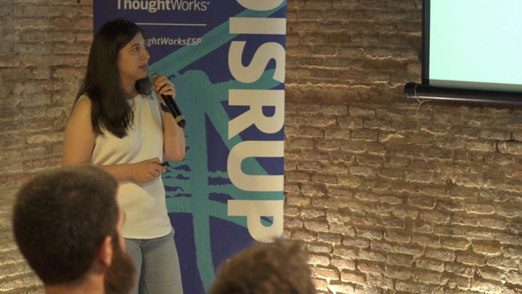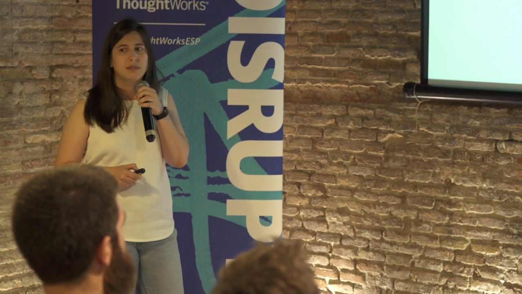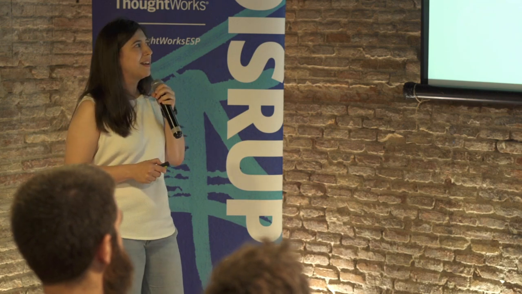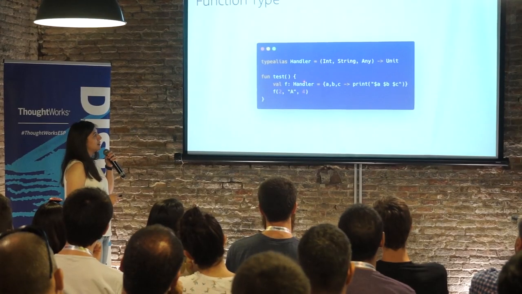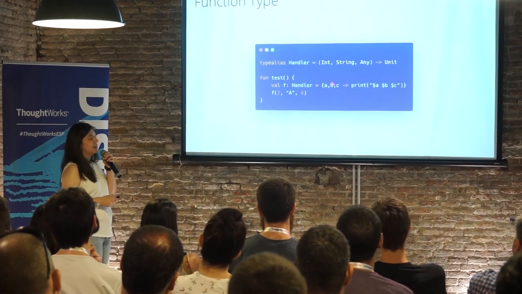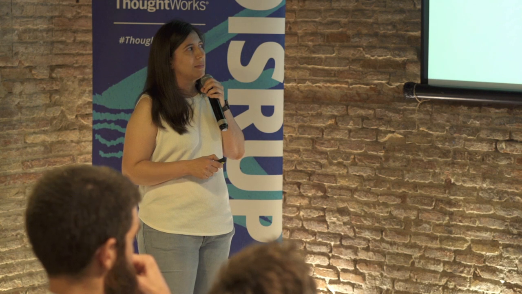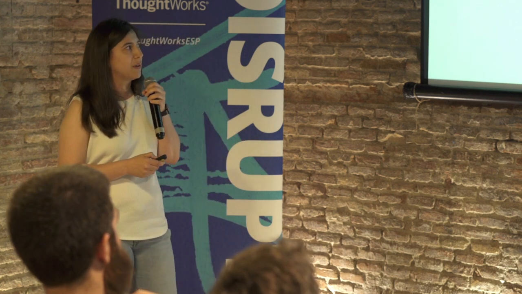Another thing is that maybe in our code, we want to keep it simple somehow. And we can create a type alias that extracts all this lambda function type. And we can use this as a value, and we don't have all this noise in our code. Personally, I prefer this version here, but I don't know, maybe it's more readable for someone else.